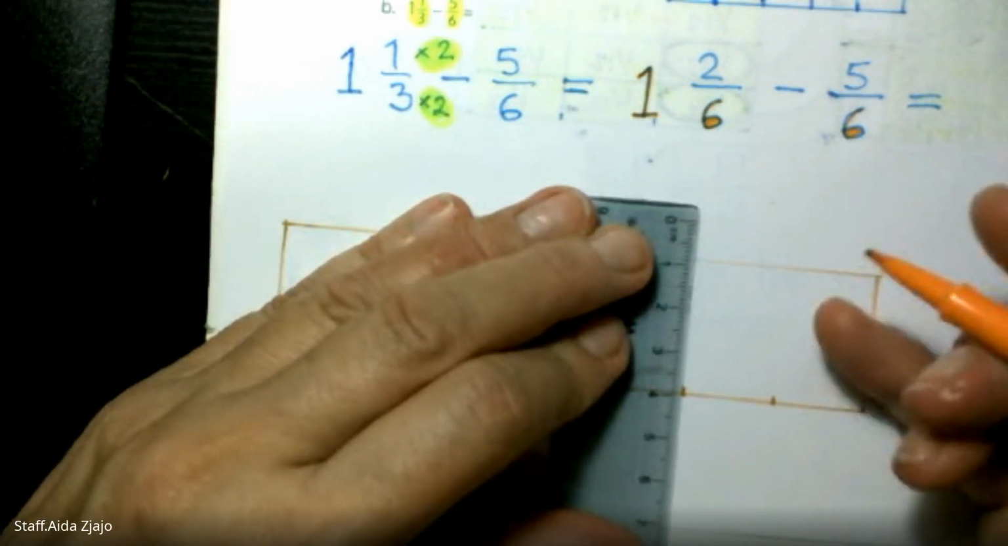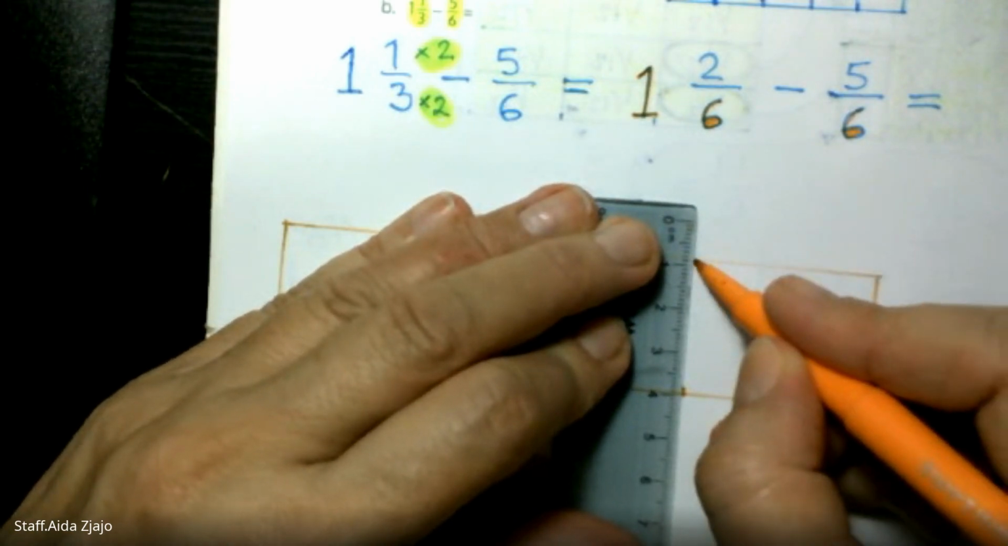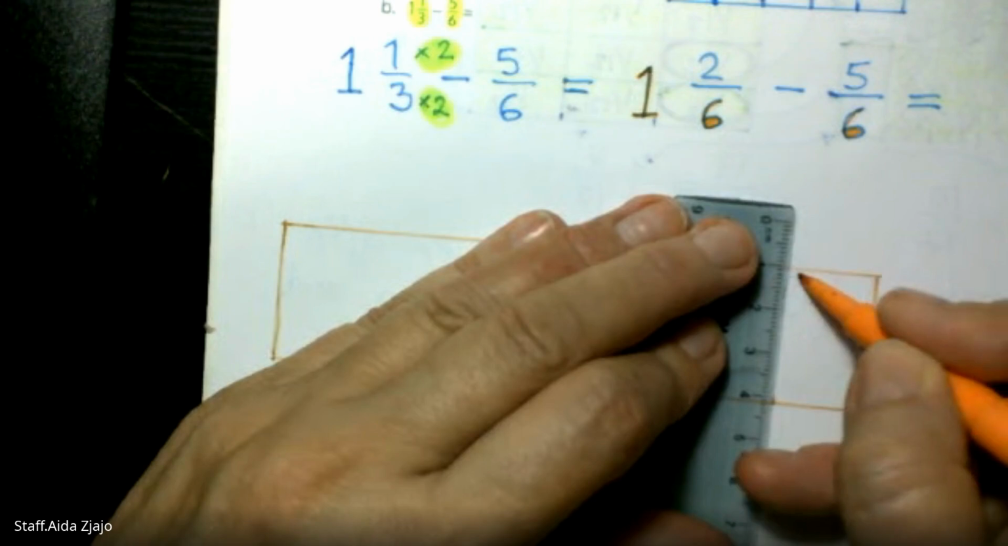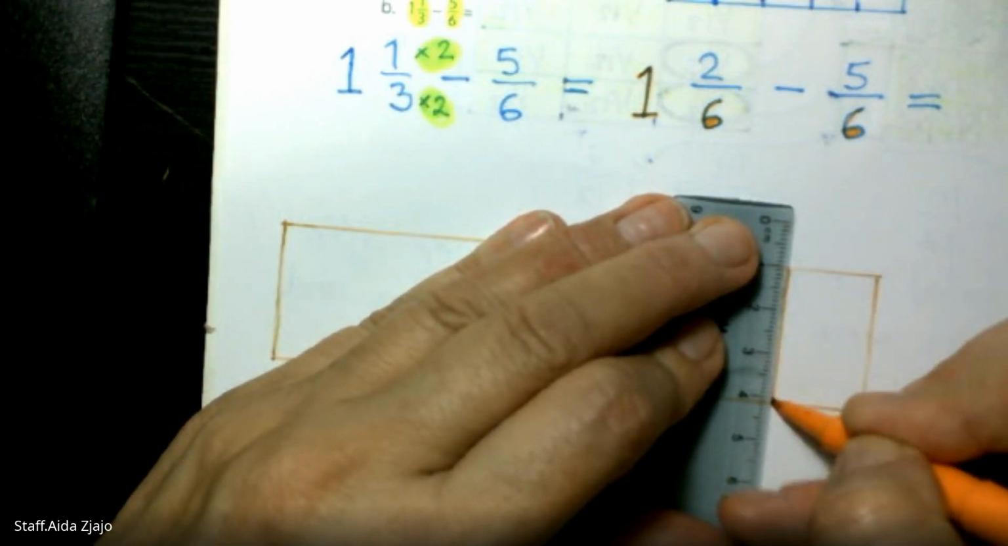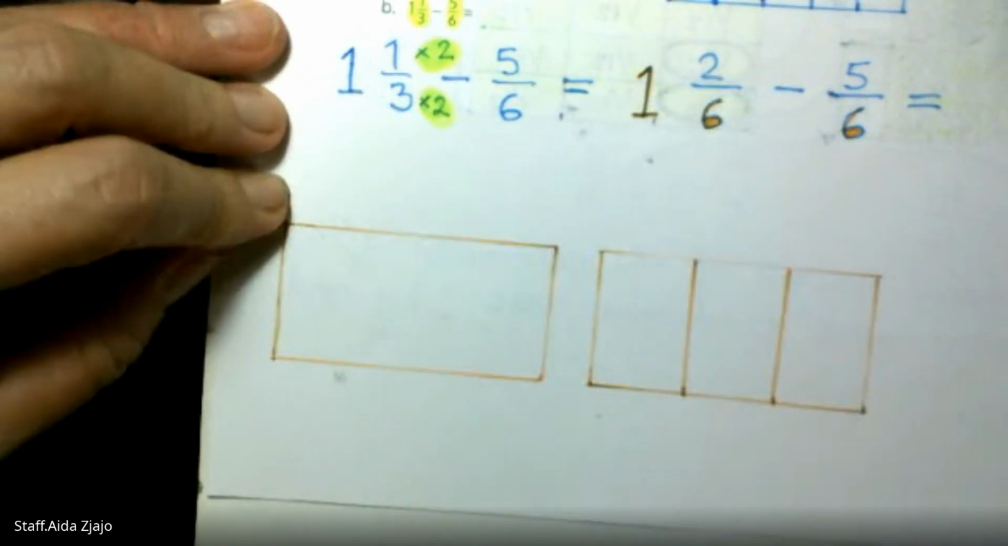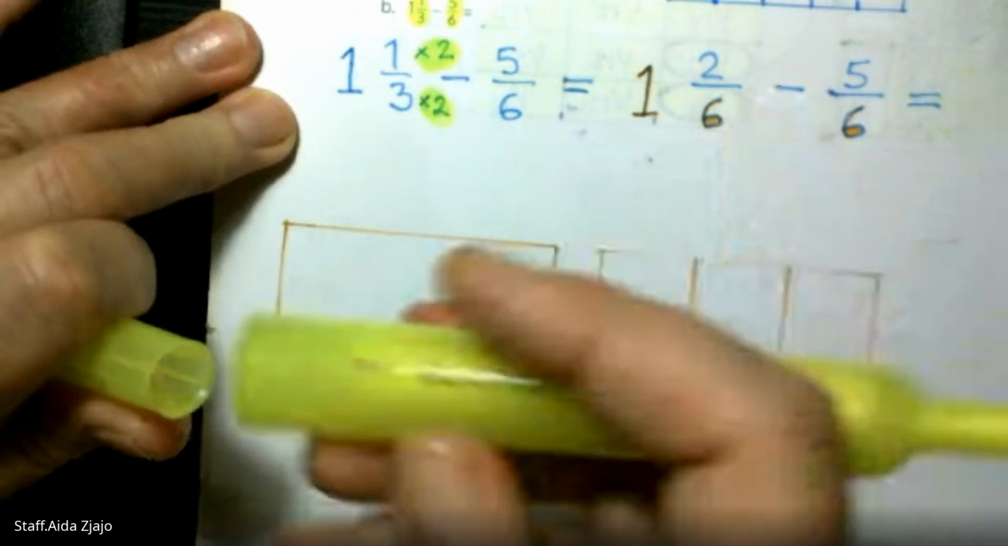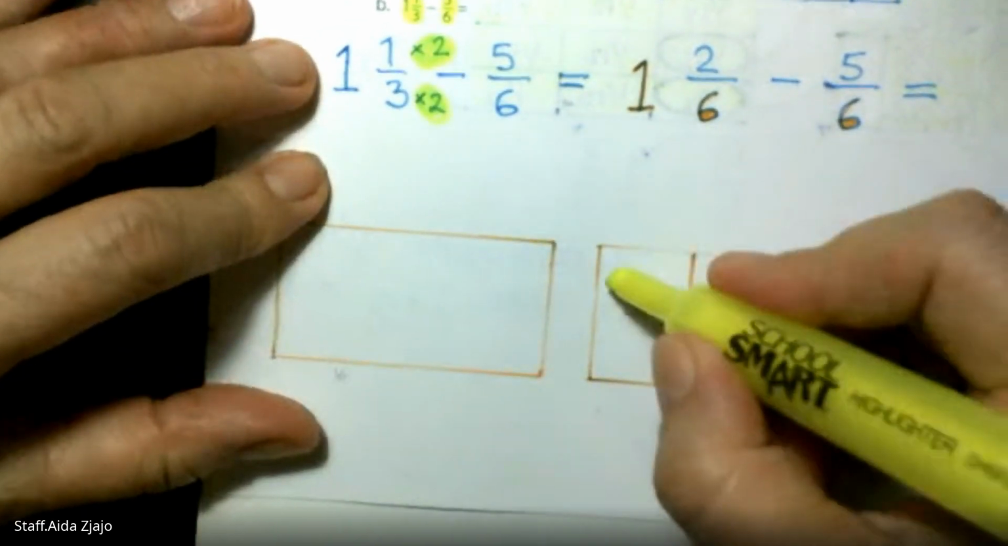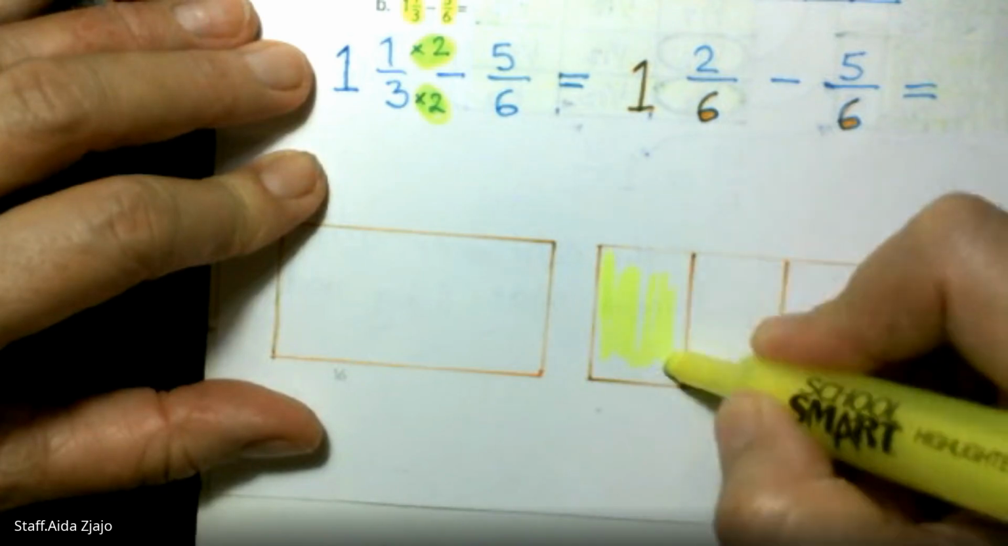So I'm going to draw. Okay, so first we represent what we have. We have 1 whole and 1/3. So if I take, this is my 1/3.